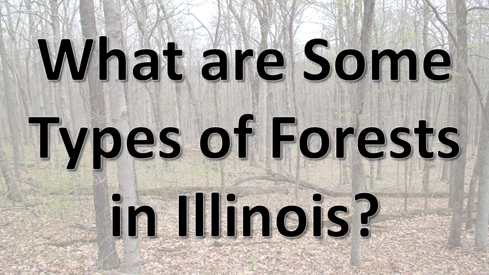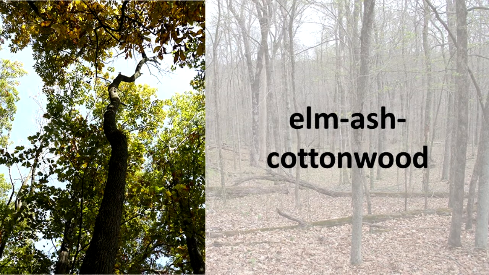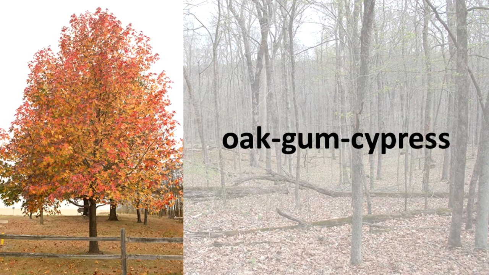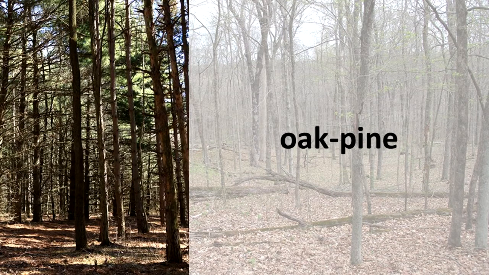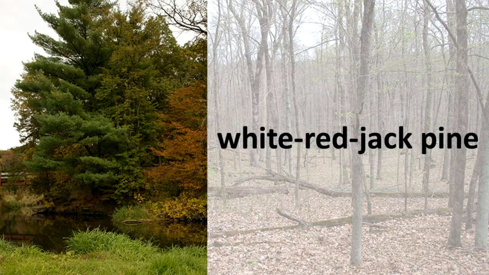What are some types of forests in Illinois? The major types of forest in Illinois include oak hickory, elm ash cottonwood, maple beech birch, oak gum cypress, oak pine, loblolly shortleaf pine, and white red jack pine forest.